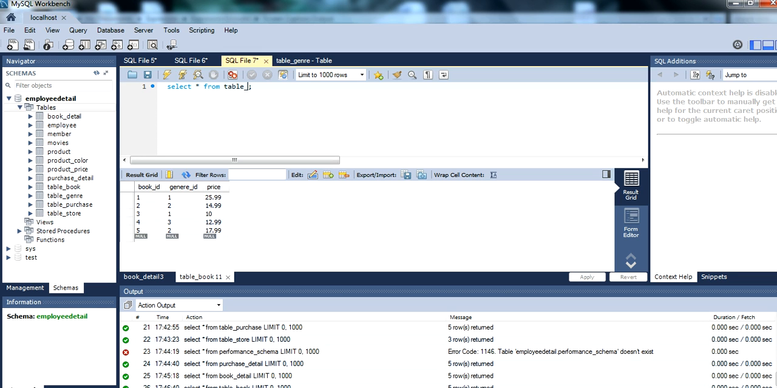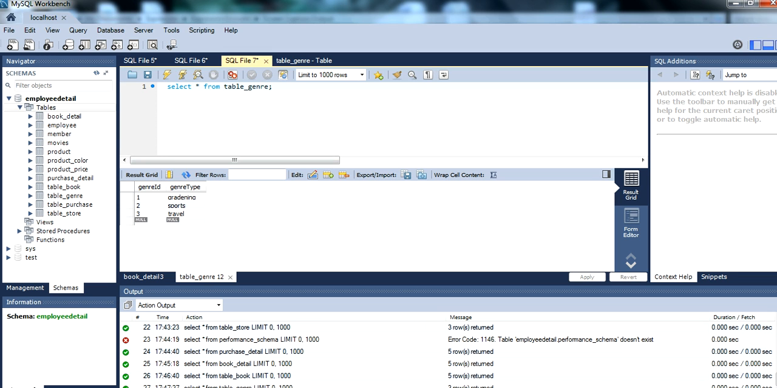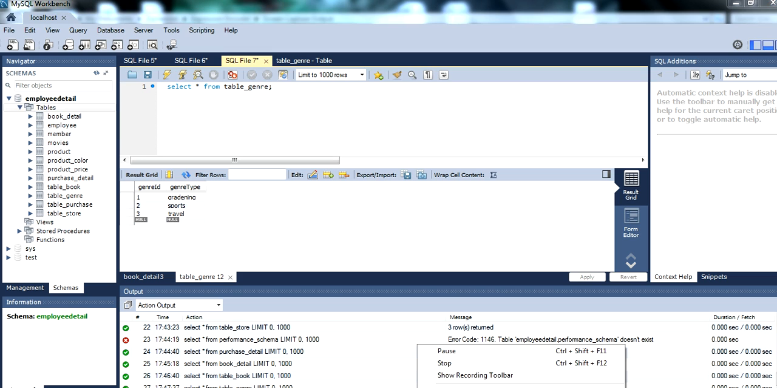Genre id and genre type: genre id is the primary key. Genre type is defined as, for example, reading, sports, travel, etc. Here it is in second normal form because this is the primary key and genre type is fully functionally dependent on it. With no transitive dependency, it is in third normal form. That's all.